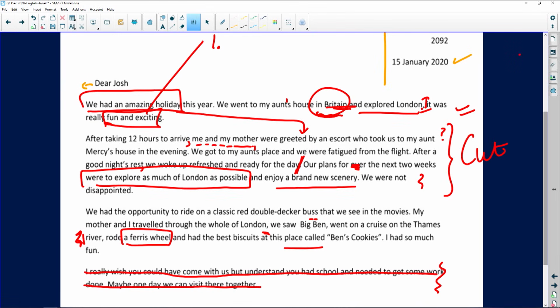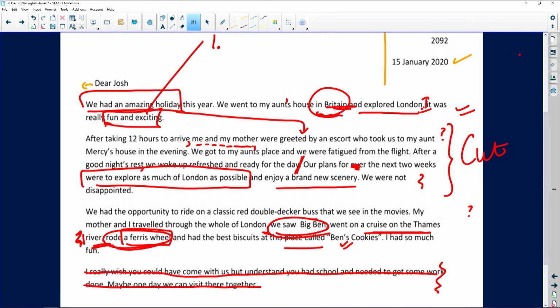We saw Big Ben, and? Saw Big Ben, and? You went to cruise. Could that have been a whole paragraph? You went on, I presume this is the London Eye. Couldn't you have told me about it? I've only seen the London Eye in pictures. You know, couldn't you have told me about it? Okay, I didn't mind the best biscuits. It's a bit of a joke, but all right, Ben's Cookies and best biscuits. Okay. All right. So, moderate.